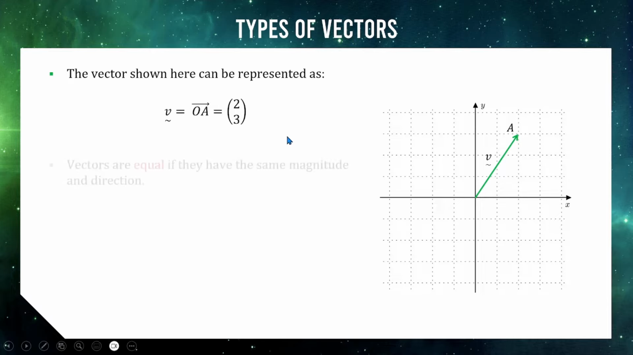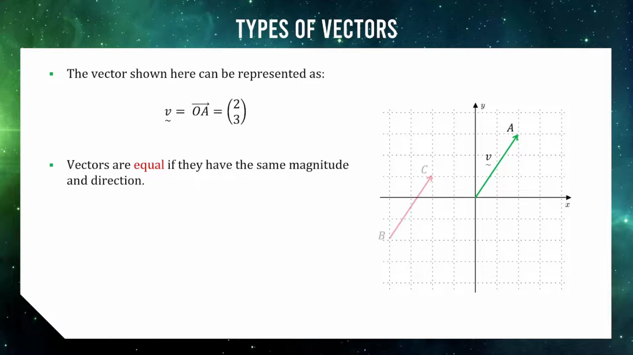Very straightforward. Okay, two vectors are considered to be equal if they have the exact same magnitude and the same direction. Same length and same direction means they are the same vector no matter where they are. So for example, this vector here, BC, even though it's in a different part of the plane, it still has the same length and it has the same direction. So these two vectors are equivalent, and we can write OA equal to BC.